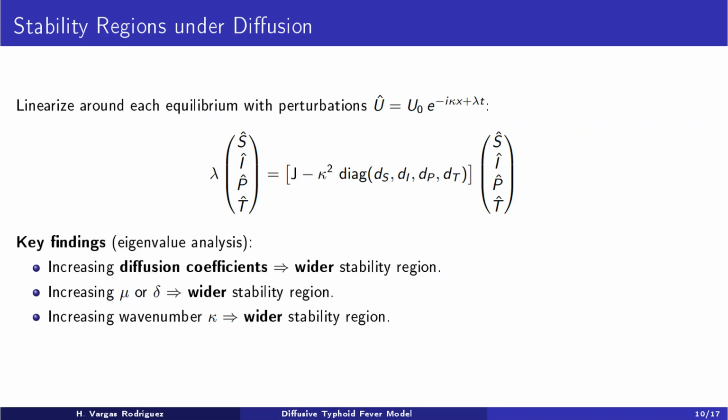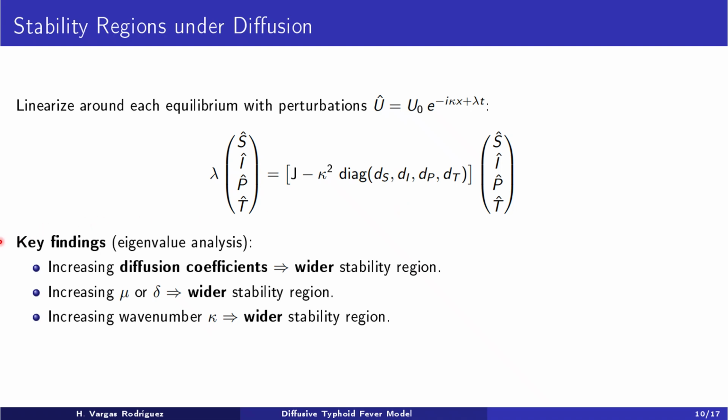Now we analyze how diffusion affects stability. We linearize the system around each equilibrium point with a small perturbation of the form exponential in space and time. This gives us an eigenvalue problem involving the Jacobian matrix minus kappa squared times the diagonal matrix of diffusion coefficients. The equilibrium is locally stable when the real parts of all eigenvalues are negative for every wave number kappa. The stability region is the set of parameter values where this condition holds.